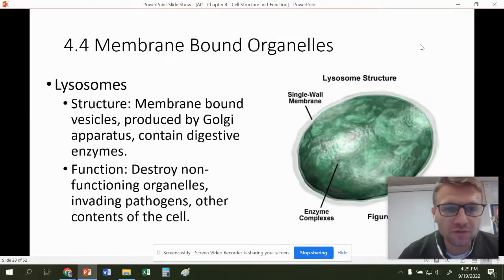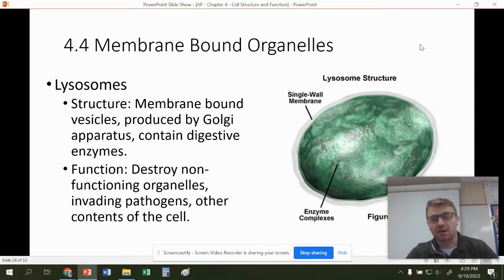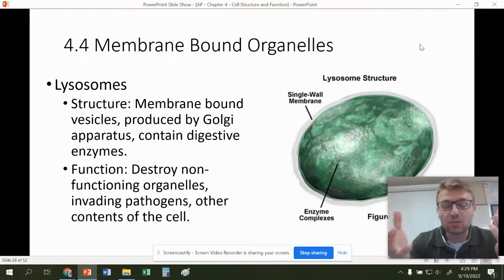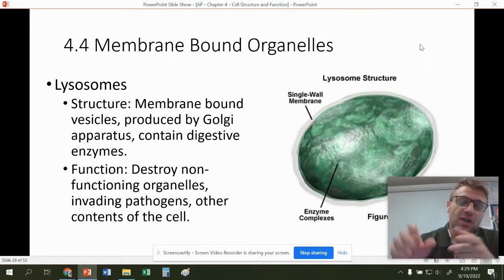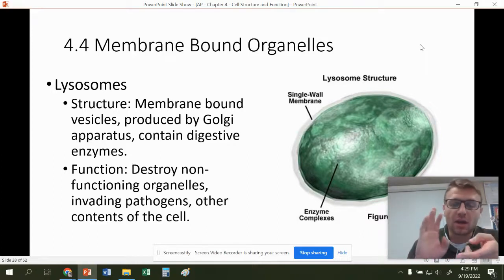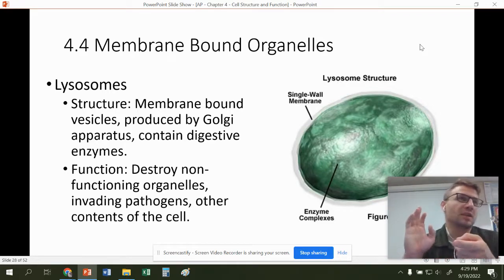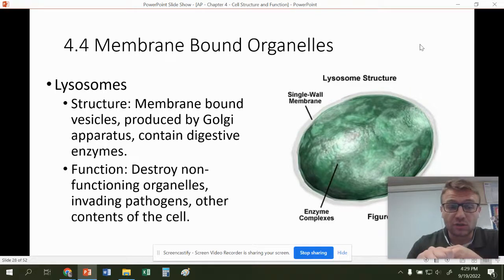4.3 is done. Section 4.4 is going to be looking at other membrane-bound organelles. Remember, when it's a membrane-bound organelle, that just means it has its own membrane, at least one membrane, if not two. Lysosomes are next. These are membrane-bound vesicles produced by the Golgi body that contain digestive enzymes. These are specific to breaking down worn-out molecules and bacteria that are trying to infect the cell. Anything that the cell doesn't want around, these lysosomes are going to take care of.